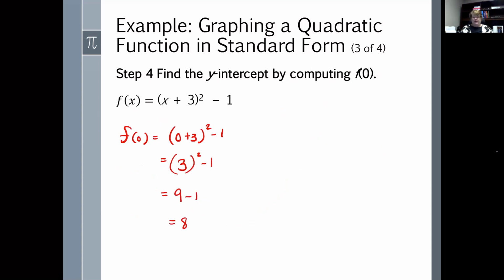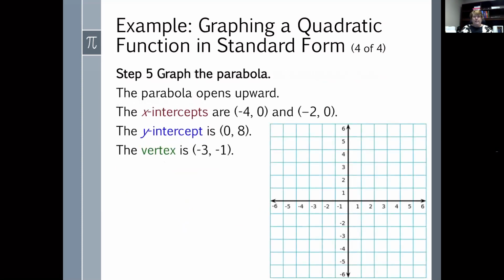So now we have all the information we need to graph this. The parabola opens upward. The x-intercepts are -4 and -2. The y-intercept is at 8. The vertex is at -3, -1.